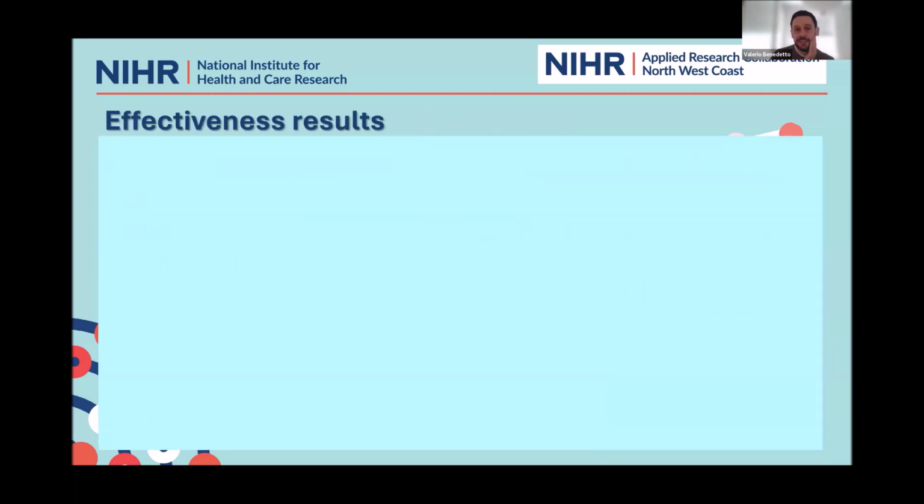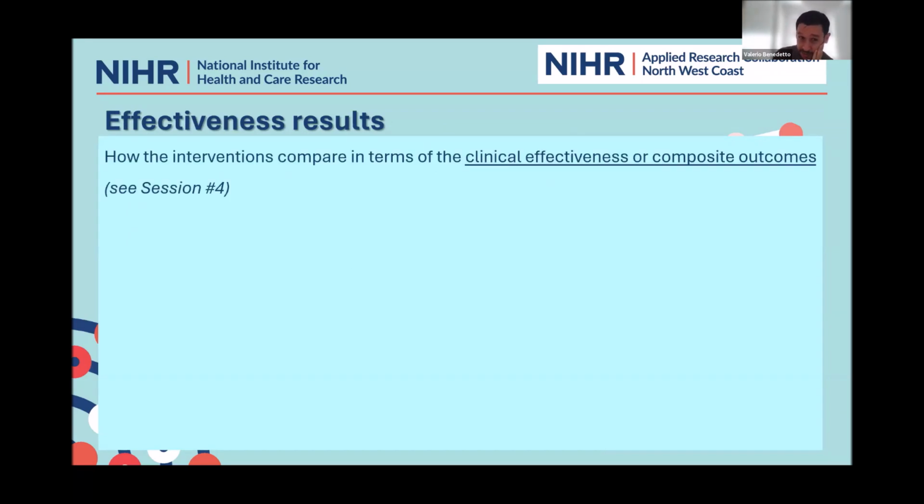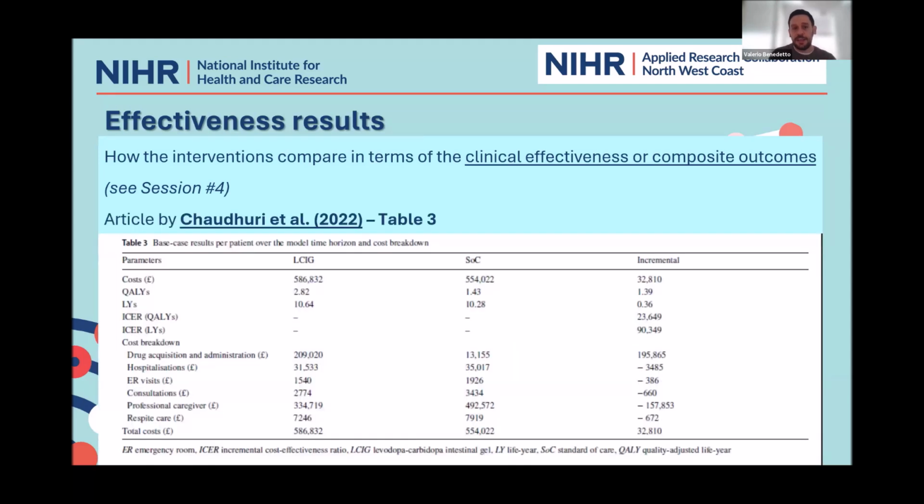Okay, let's have a look at effectiveness results. So as you know from session 4, we had a look at the outcomes. So when we talk about effectiveness results, we are looking at how the interventions compare in terms of the clinical effectiveness or the composite outcomes. And this is a table which comes from the example economic evaluation we've been using during the course. So it's the economic evaluation which examines a new intervention for people with advanced Parkinson's disease.